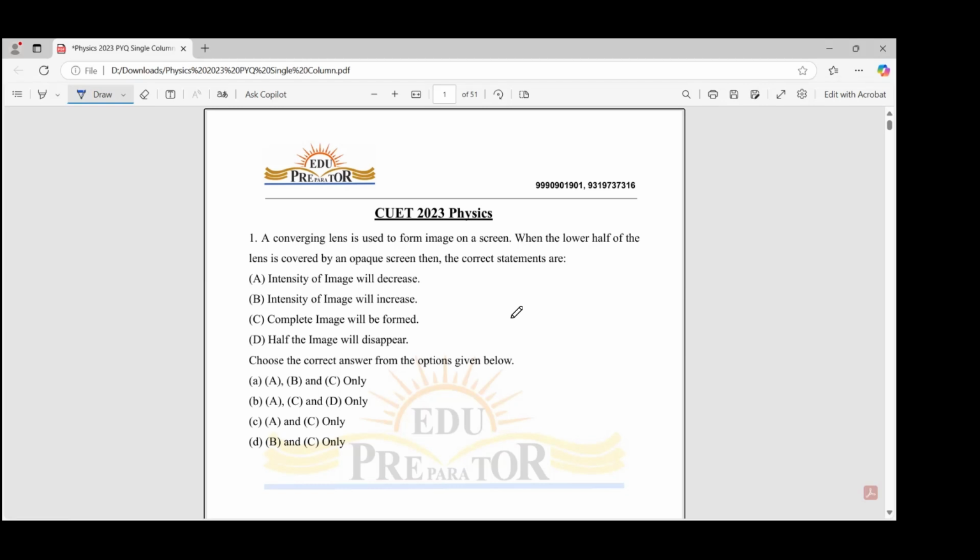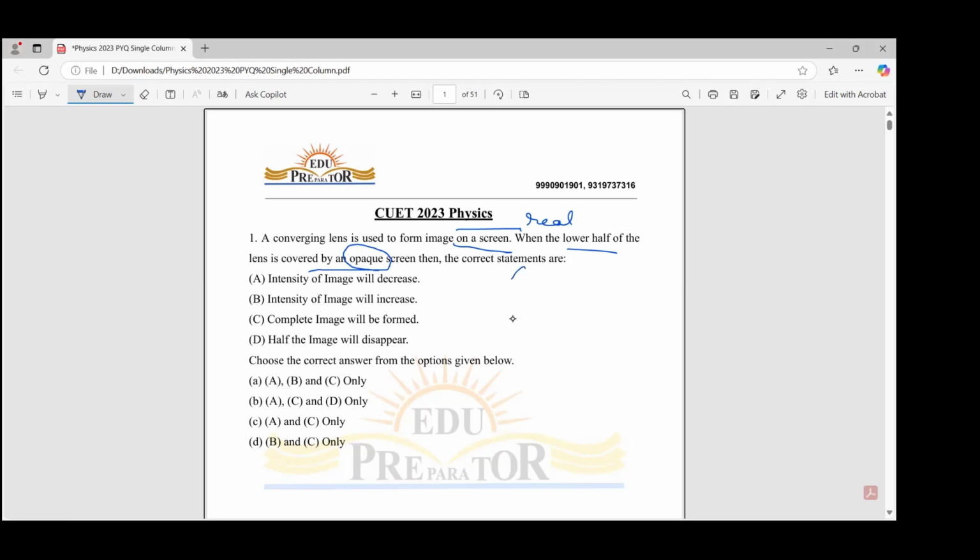So let's start with question number one. The question is: a converging lens is used to form an image on the screen. Now, we all know that a converging lens is the one which forms a real image, right? Now we have this as the concept. The image formed on the screen is the real image. He says the lower half is covered with an opaque material. We all know opaque means through which light cannot pass.